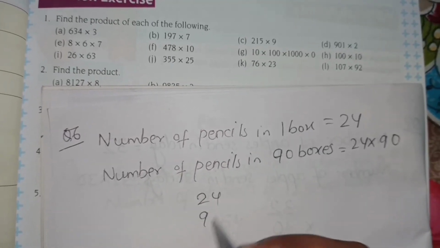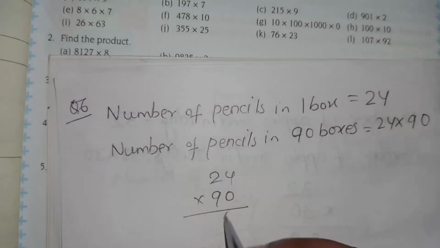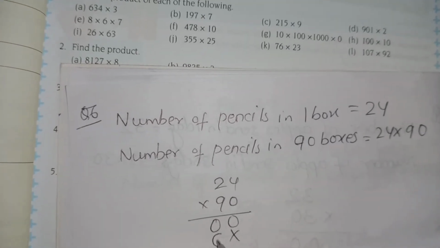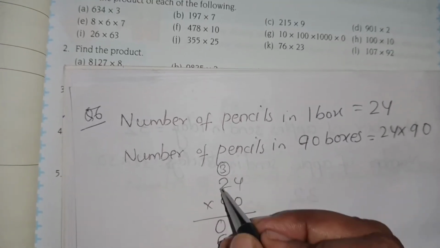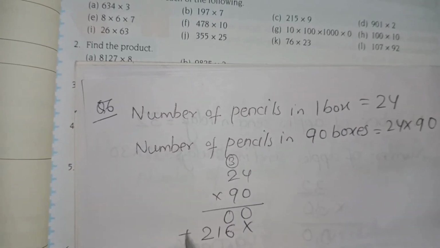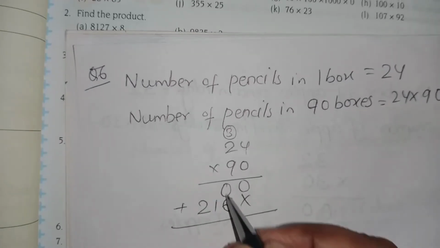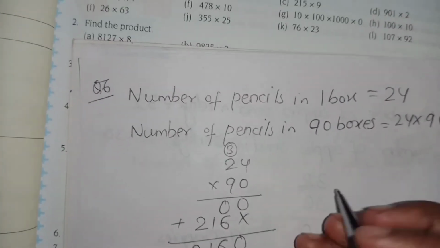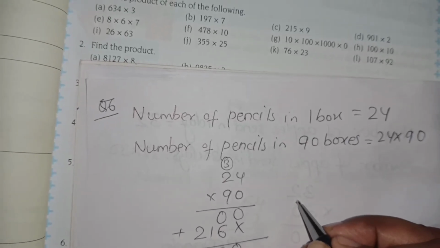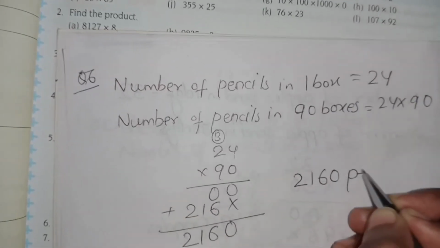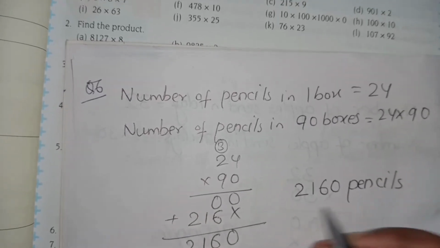24 into 90. 0 fours are 0, 0 twos are 0. 9 fours are 36. I will write here 6, 3 I will give carry. 9 twos are 18. 18 plus 3 is how much? 21. Now add this. 0, 0 plus 6 is 6, 1, 2. So how many pencils will be there in 90 boxes? 2160 pencils. These many pencils will be there.